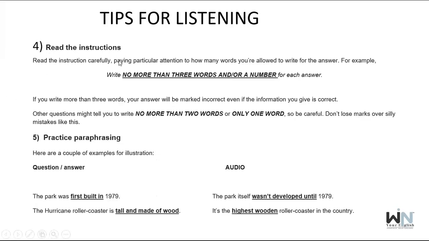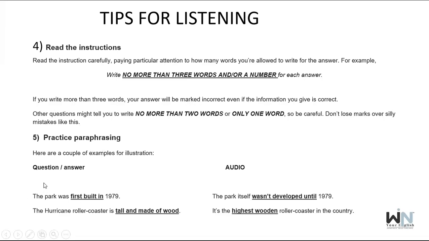Read the instructions. This is very, very important. Sometimes it has often been seen that students ignore the instructions, then they fail to get the desired results. The instruction says, no more than 3 words or a number. Then they write down 4 or 5 words. So guys, this is very important. You can write down 1, 2, up to 3 words plus a number. You can add a single number. You can add 2 words plus number, 1 word plus number, or 3 words plus number. That's it. But you cannot write down 4 words. If you write more than 3 words, your answer will be marked incorrect, even if the information you give is correct. Other questions might tell you no more than 2 words or only 1 word. So be careful, don't lose marks over silly mistakes like this.